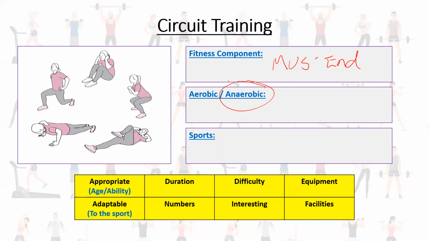Anything that you're repeating a contraction on, bouncing the ball in basketball, shooting and passing the ball in netball, those are examples where muscular endurance is required. So you can use that for the second part.